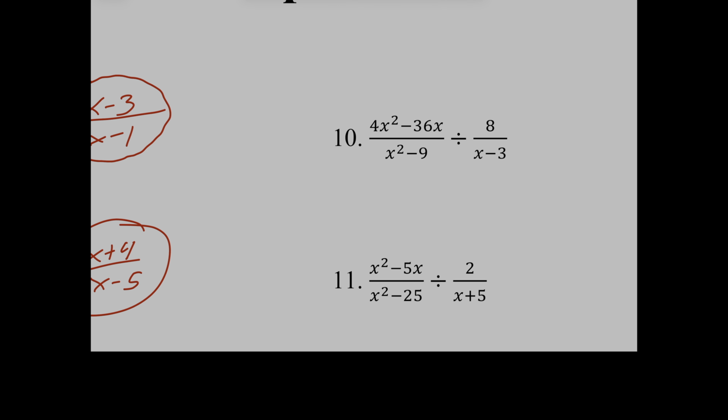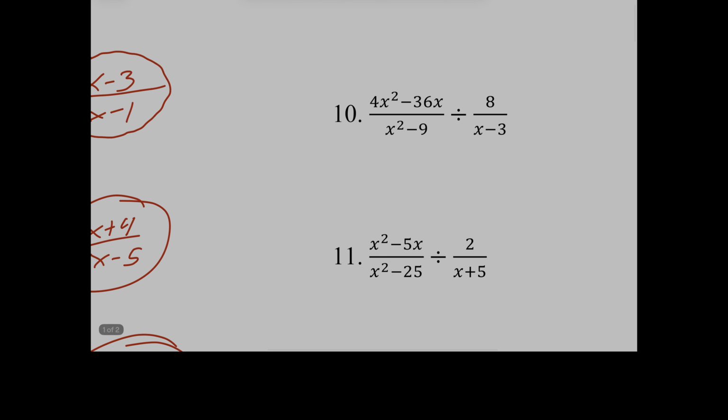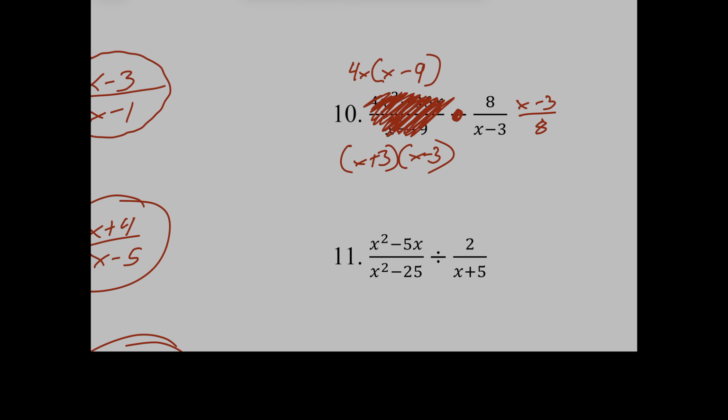Now, if you're using a pencil, you can always use an eraser. What do I mean? Here's what I mean. Here I can pull out a 4X. So I'm going to pull out a 4X, and I'm left with X minus 9. Here I have an X plus 3 and an X minus 3. Right? Here I multiply and I flip to X minus 3 over 8. Now, let's see if that erases on me. Oh, it didn't. Okay, so I really cross them out.